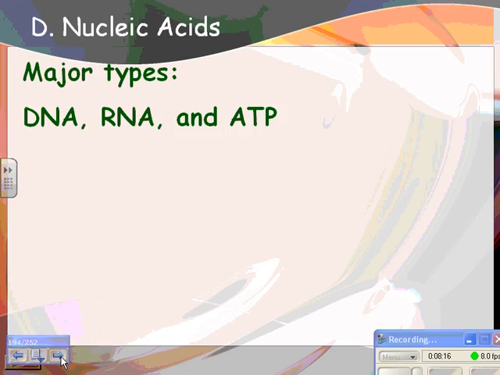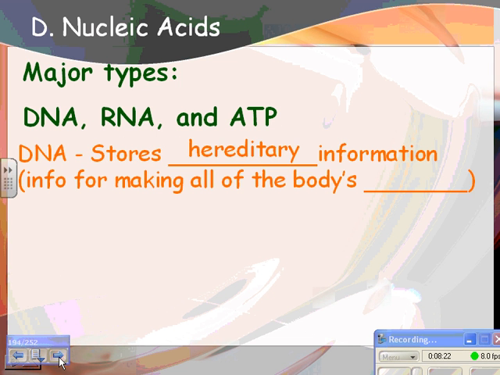So the major types of nucleic acids are DNA, RNA, and ATP. DNA stores hereditary information. This is the information for making all of the body's proteins. And so all living things have DNA as their hereditary information. Viruses are not considered alive, and some of them don't have DNA for their genetic information. They store their genetic information in RNA. But for every living thing, that means everything that's made out of a cell, DNA is the thing that stores the hereditary information.